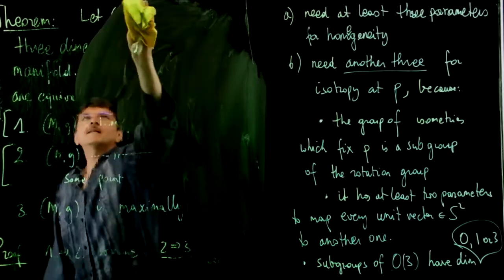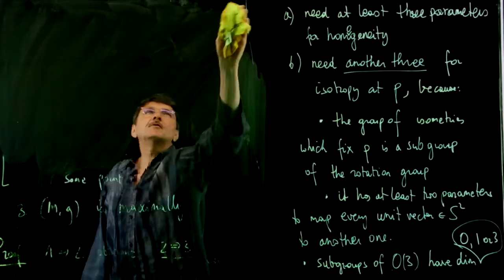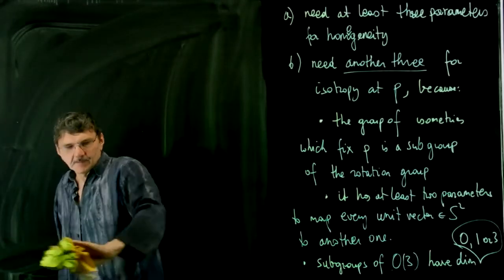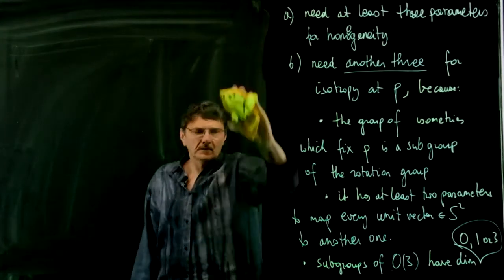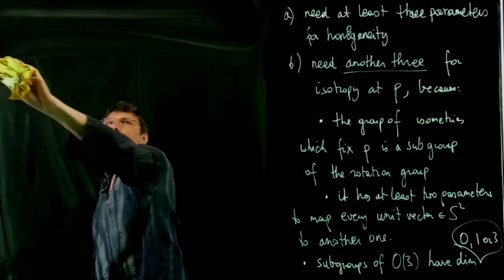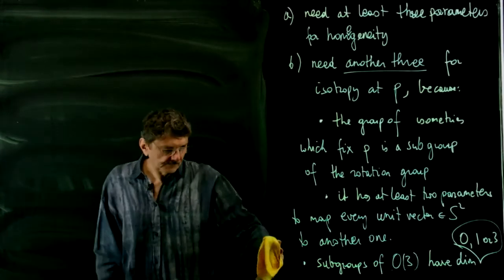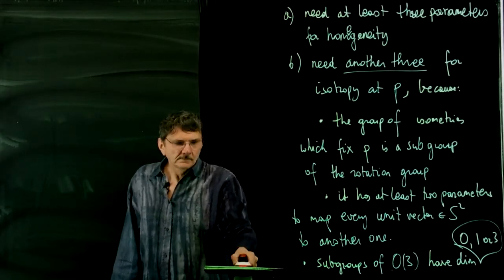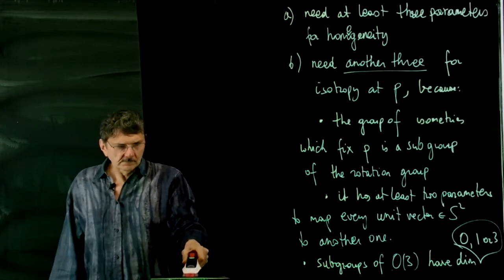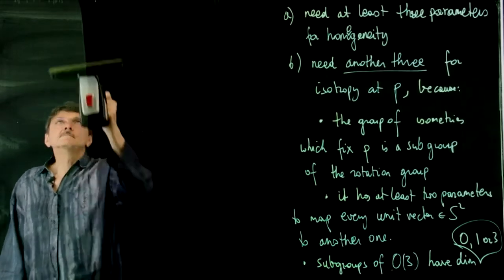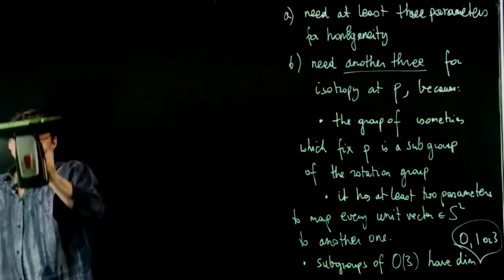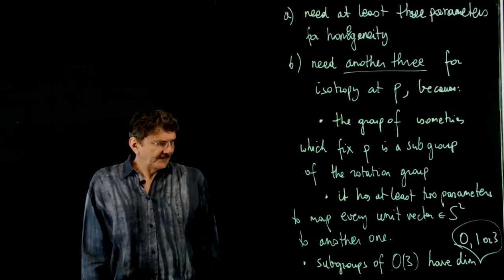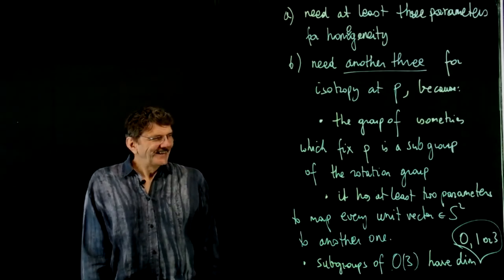So, has someone a suggestion? How can one see that about subgroups of the rotation group? So we don't need anything fancy, no complicated geometry, just elementary considerations about the rotation group. There should be a simple way of seeing that. I haven't thought about one.